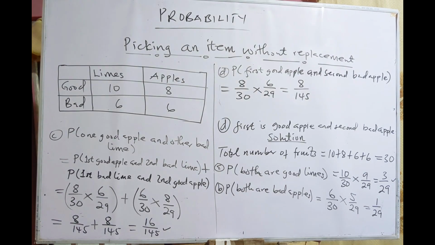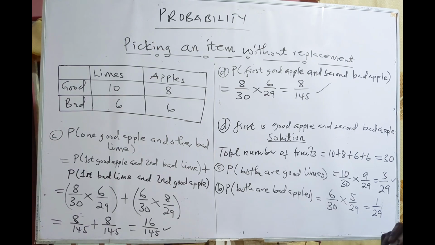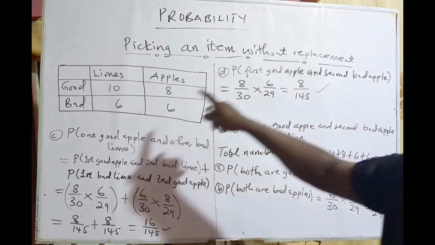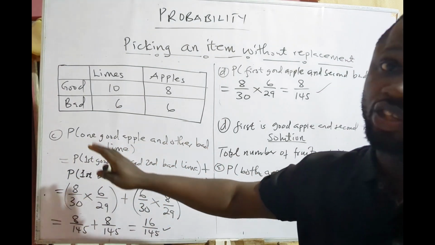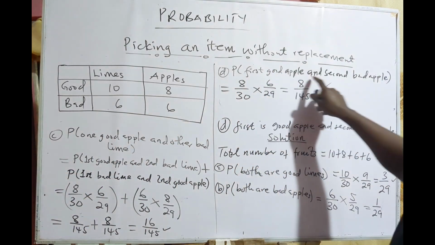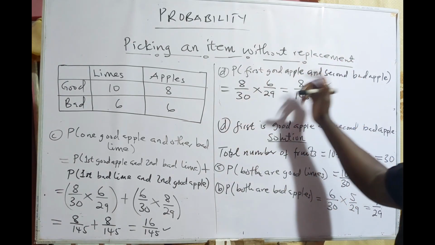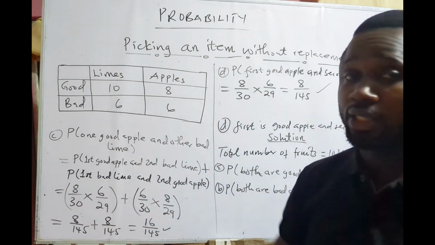So I think this is very, very simple. Whenever you are given a question, especially the C and the D, take note of them. One is a good apple and the other is a bad one, it's not specific. The D, first is a good apple and second is a bad one, so it's specific. So there will not be an 'or' here. But here it's not specific, so you have to consider the other side too. That is why you are seeing the 'or'.